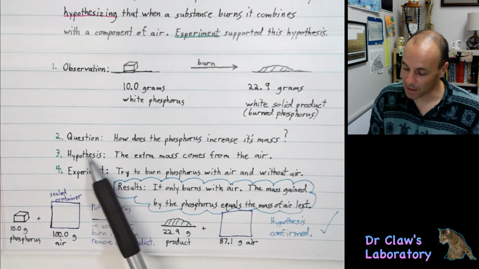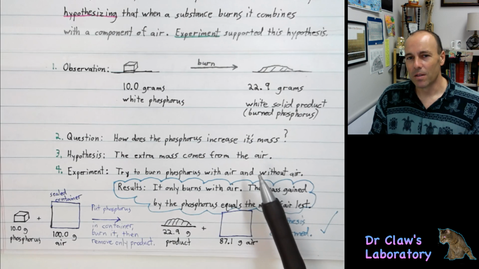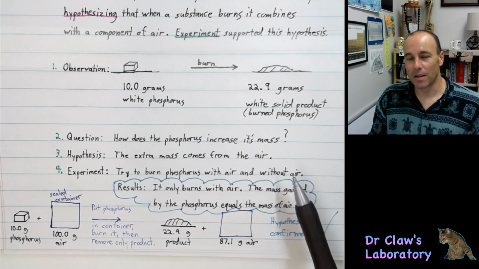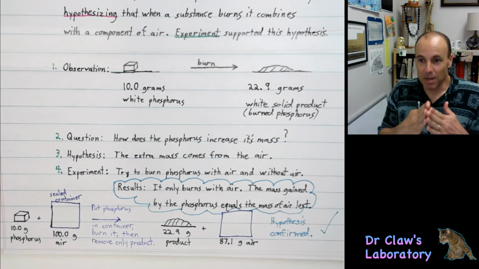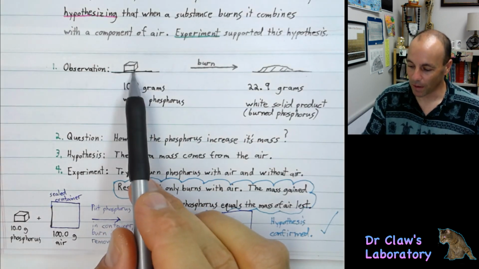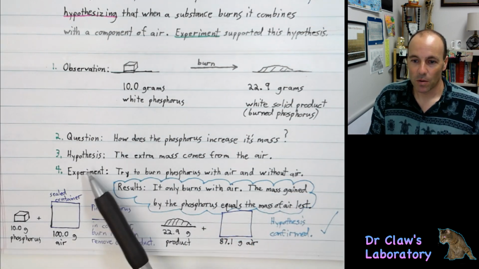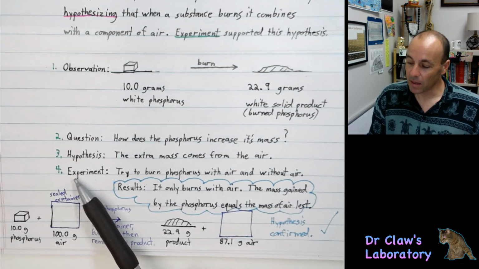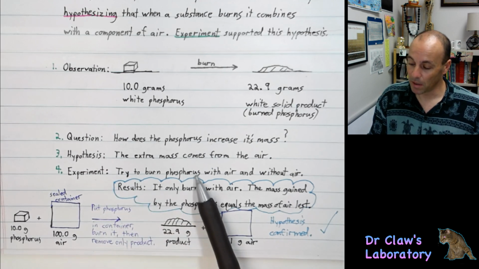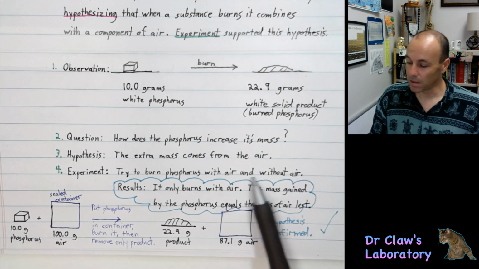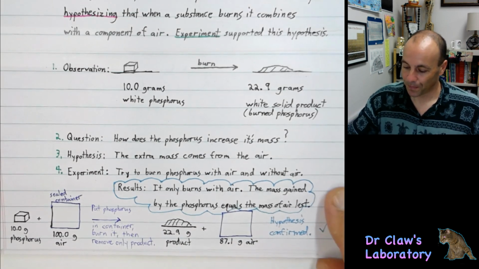And he hypothesized the extra mass comes from the air. So this is a pretty good hypothesis. It had to come from somewhere. Why not the air? It probably didn't seep up through the floor of the container. It probably came from the air. So the way he tested this hypothesis is he burned some phosphorus with air and also without air, and he compared the two methods.